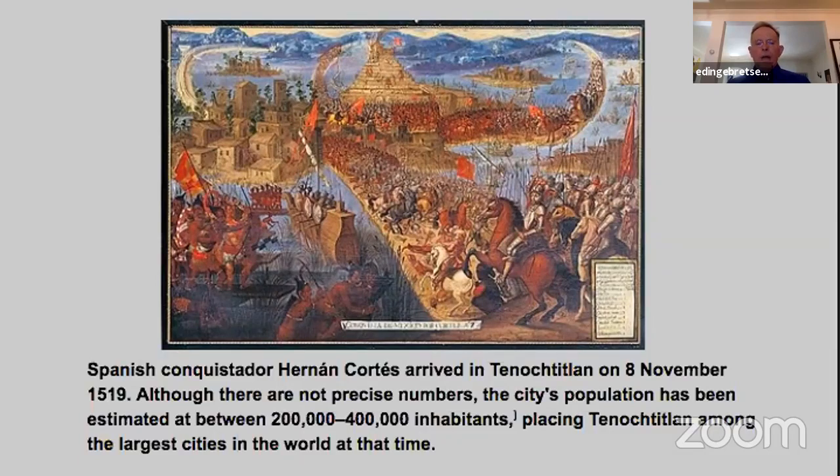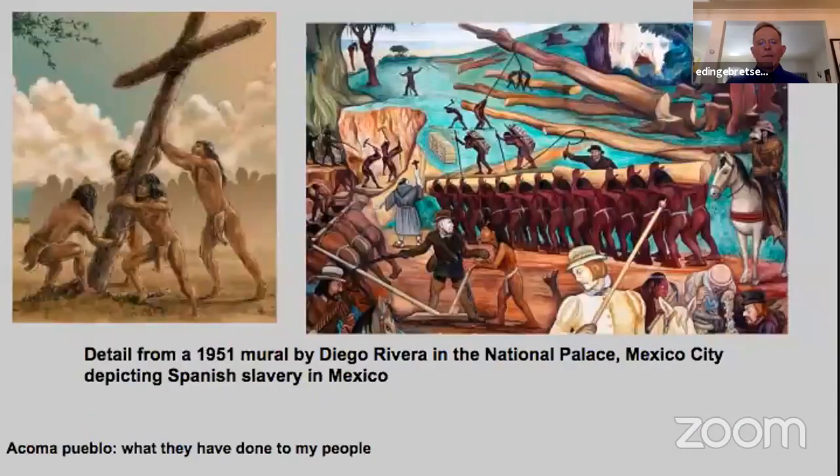It's not clear what happened, but they're not precise numbers. The city's population was certainly 5 times larger than London was at the time, was as large as Madrid or Paris. I mean, it was one of the largest cities of the world at the time. Within 2 years, Cortes and his men had either slaughtered or killed, and with the help of indigene in the area, taken over.